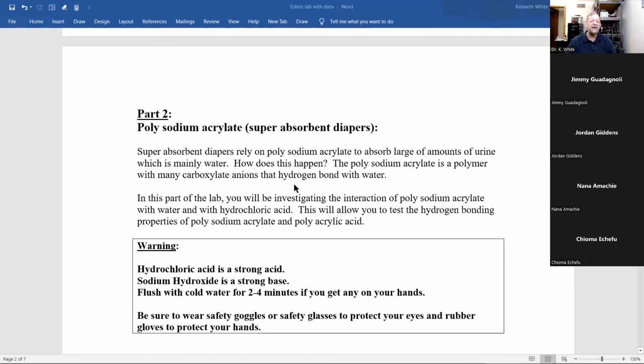All right, the second part, Dr. White has some fun because I know the chemical industry. We talk about a carboxylate anion, a very special one that's polysodium acrylate. And it has this structure.